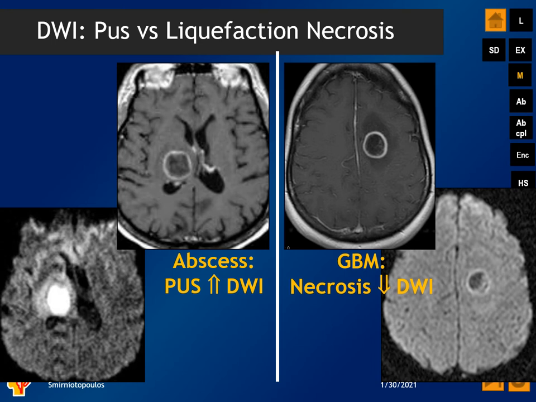So abscesses don't always have restricted diffusion, but it's very useful to look for that if you think it's an abscess and to expect to have dissolution of cells and increased diffusion when you have a necrotic neoplasm.